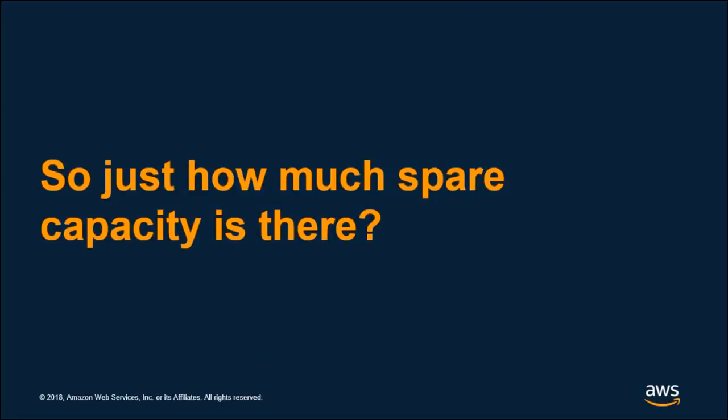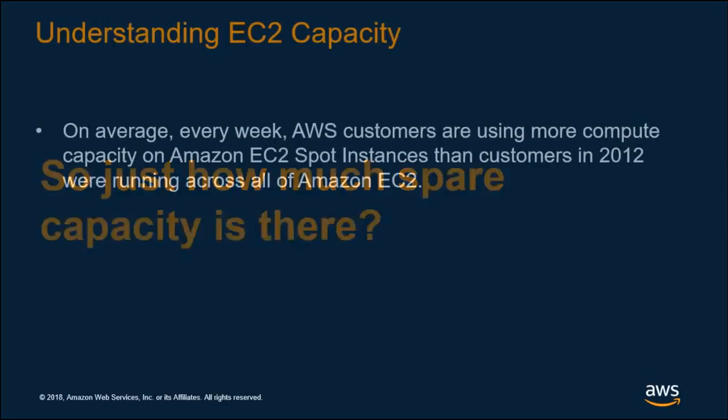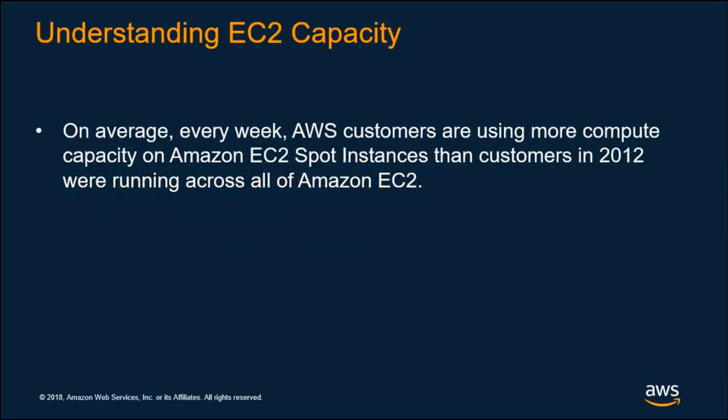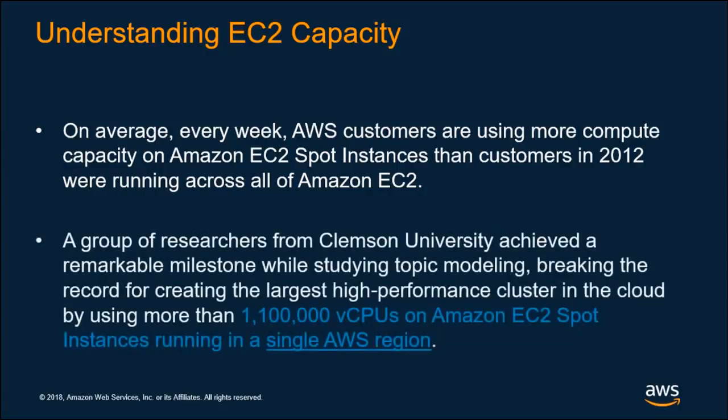Obviously, people think, well, spare capacity, what does that really mean? How much is there? What's the opportunity? How much should I invest to start using it? I've already shared this quote with you. This is a quote we shared at the beginning of 2016, where, in the average week, AWS customers are using more compute capacity via EC2 spot instances than customers were using in the average week in 2012 for all of EC2 instances.